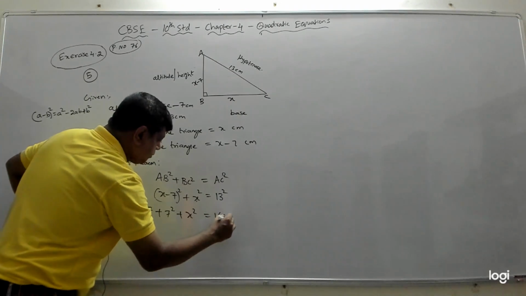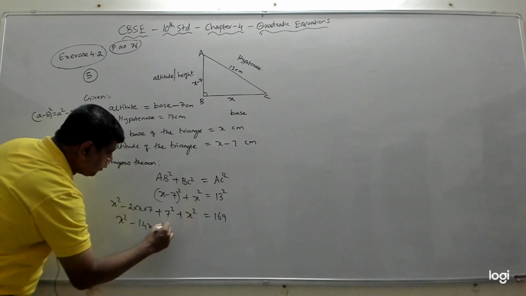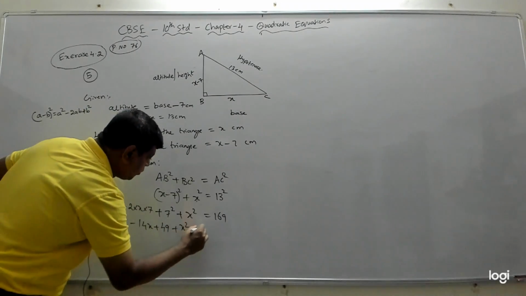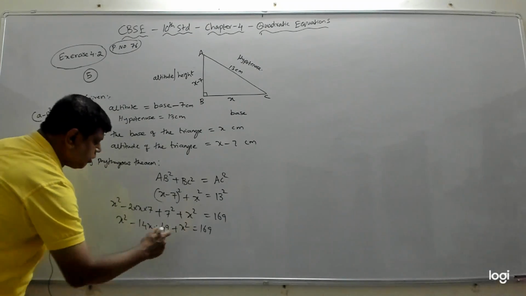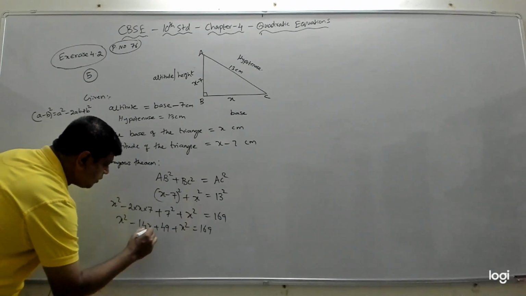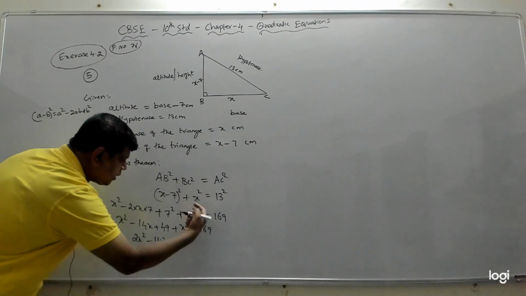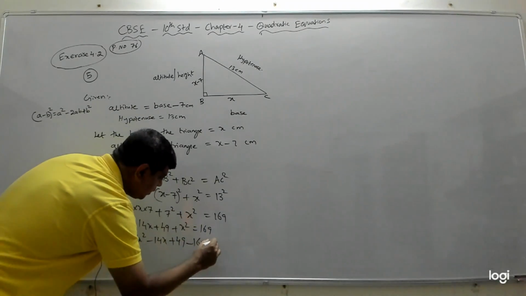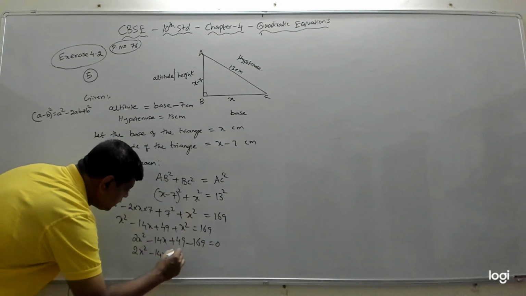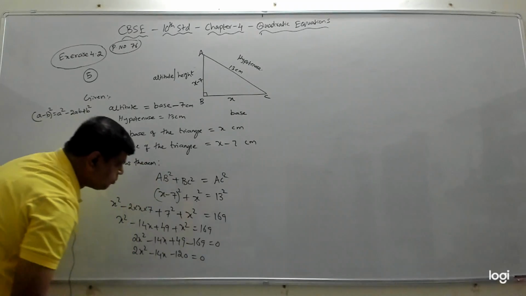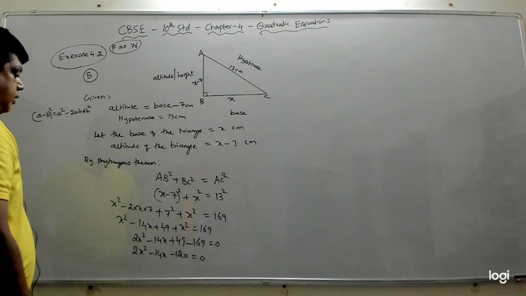is 169. So this becomes X square minus 14X plus 49 plus X square equal to 169. 7 square is 49. Now X square plus X square is 2X square, and this is minus 14X plus 49. This 169 comes this side, it will become minus 169 equal to 0. So 2X square minus 14X minus 120 equal to 0. So 169 minus 49 is 120.